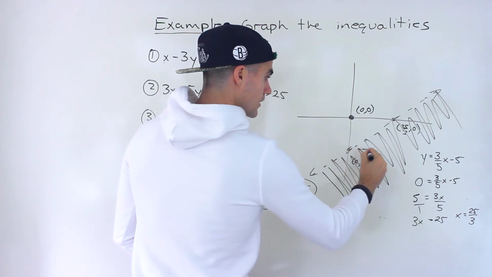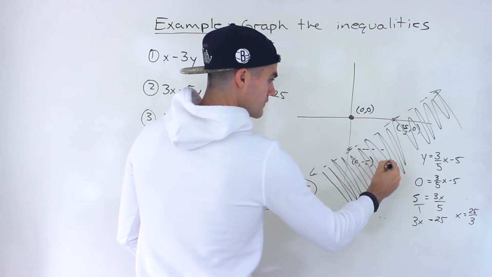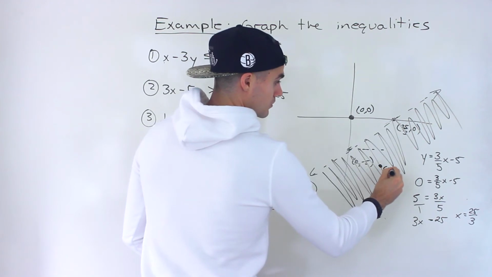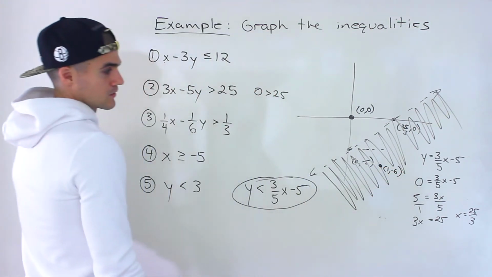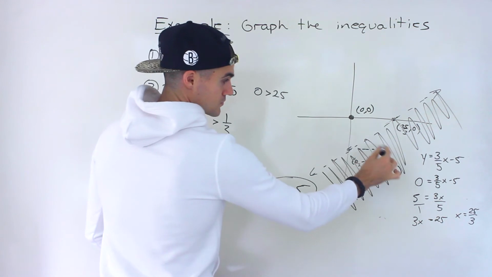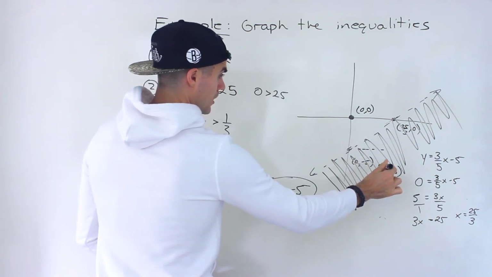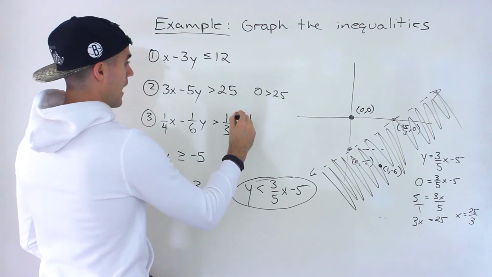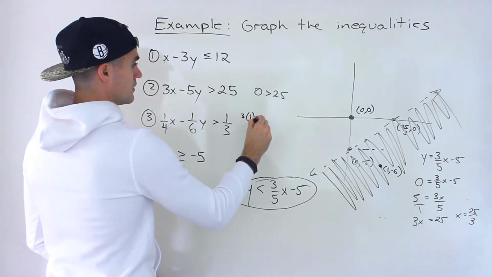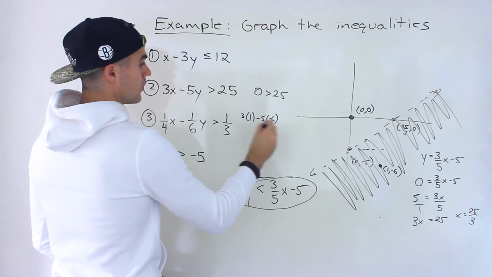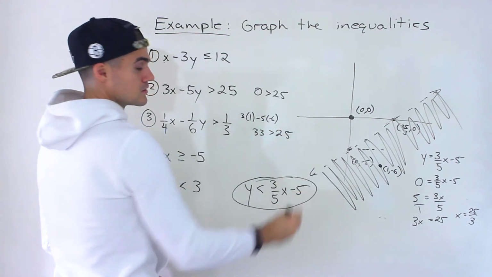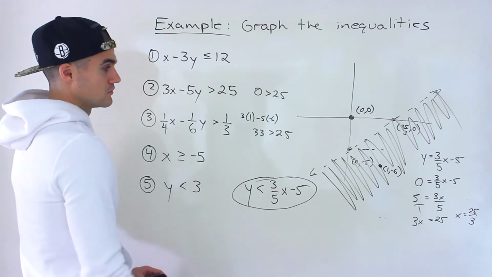Notice the y values here are negative 5, so maybe a point like 1 and negative 6, for example. That would be within this region here. If I plug in 1 for x and then negative 6 for y, what would we get here? We'd get positive 33, and notice how that is greater than 25. So it does make sense.